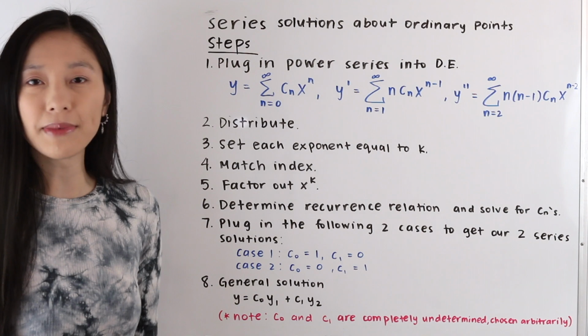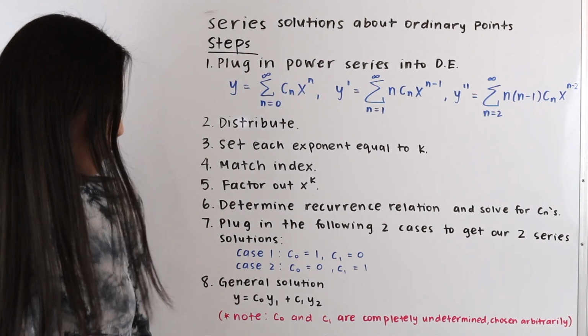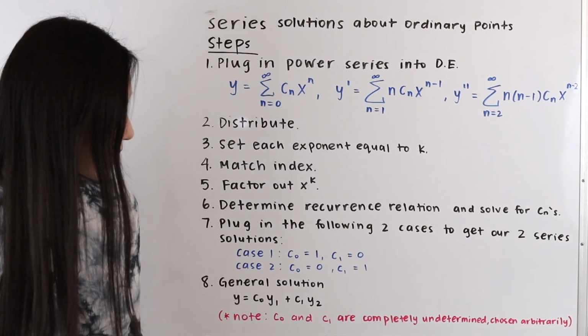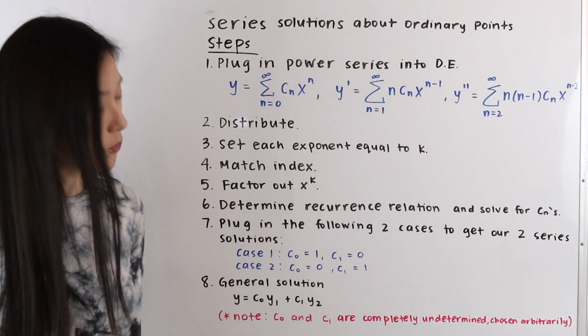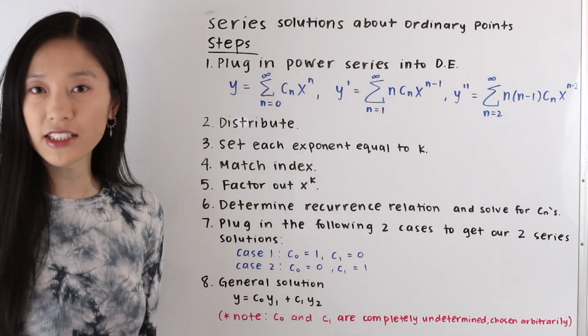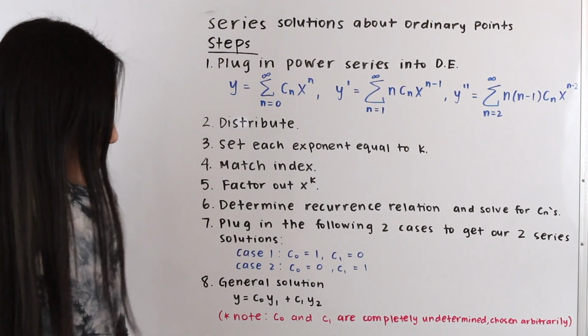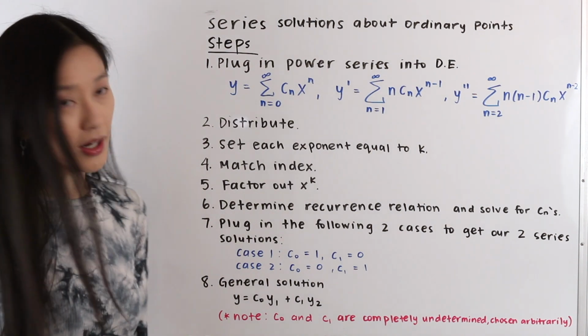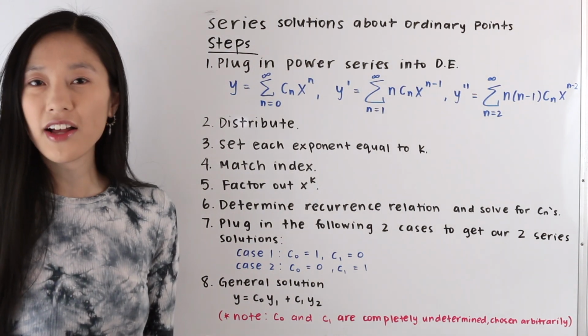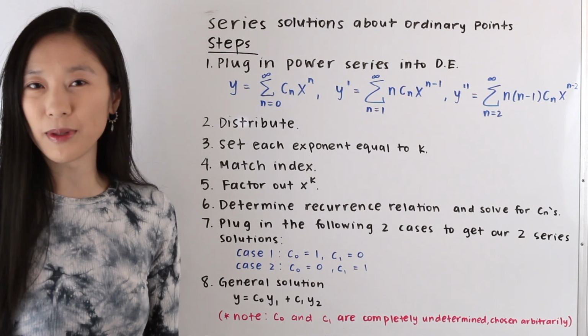And in step 8, we obtain our general solution, which is y equals c naught y1 plus c1 y2, where y1 and y2 are the series solutions that we obtained in step 7, and c naught and c1 are just arbitrary constants. So let's go ahead and take a look at an example and apply this.